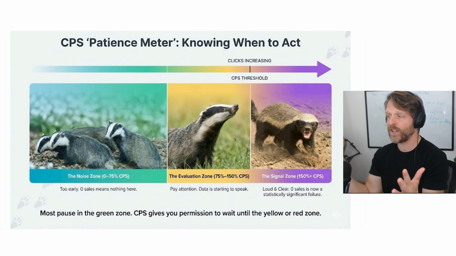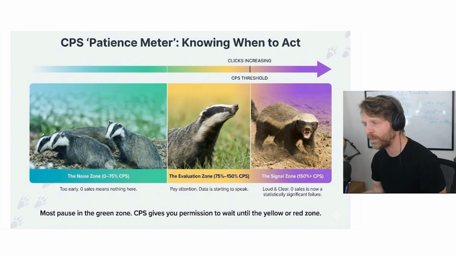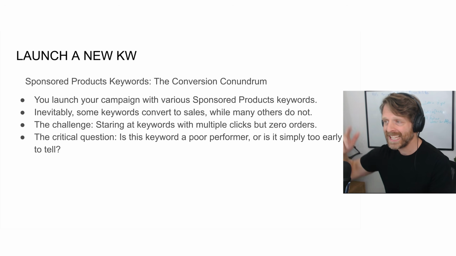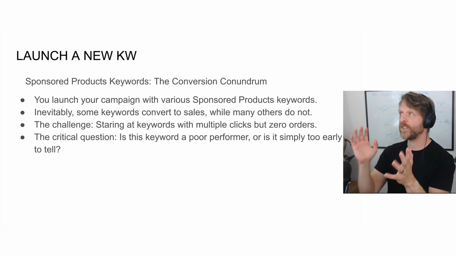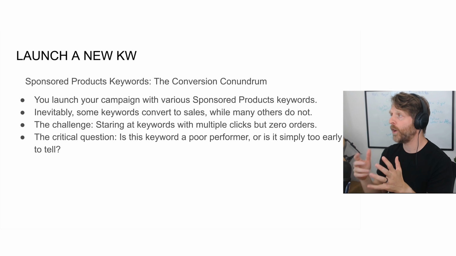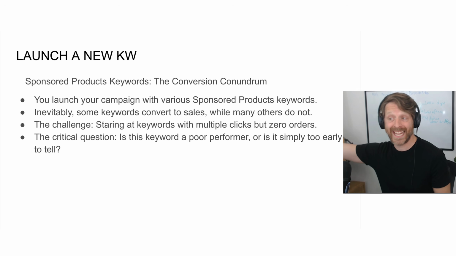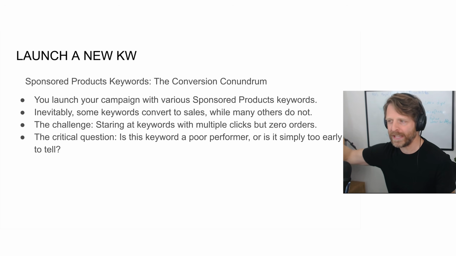This little chart here is going to make a lot of sense by the end of this episode, sort of a patience meter to sort of how much you should let something go. Let the games begin. So here's the scenario. You are launching a new campaign. You give it some keywords. Those keywords start generating traffic. They don't have sales yet. How long should you let them go?